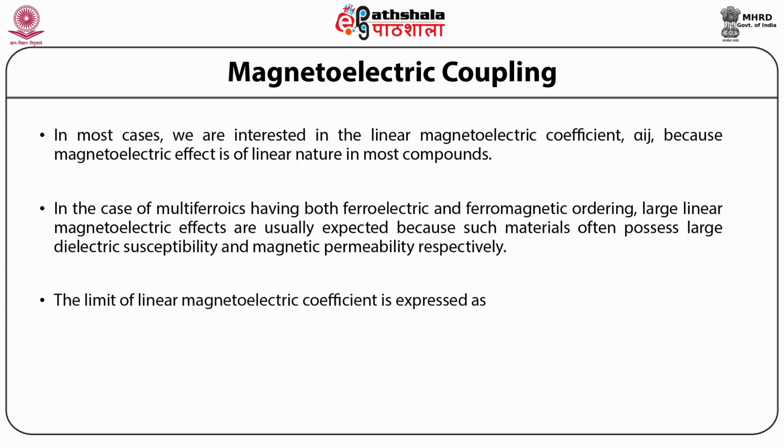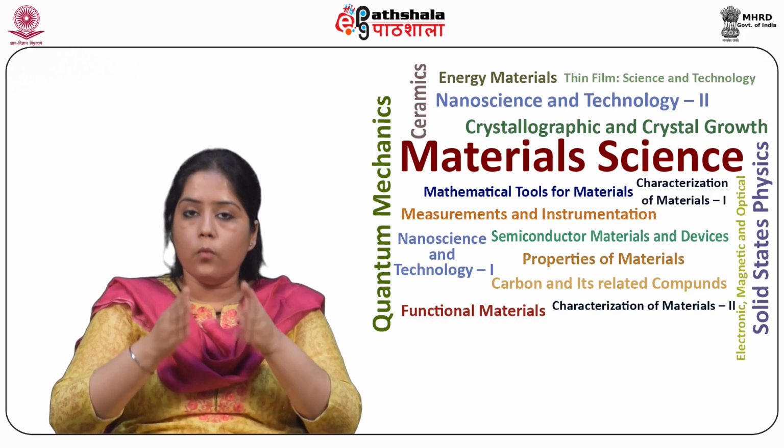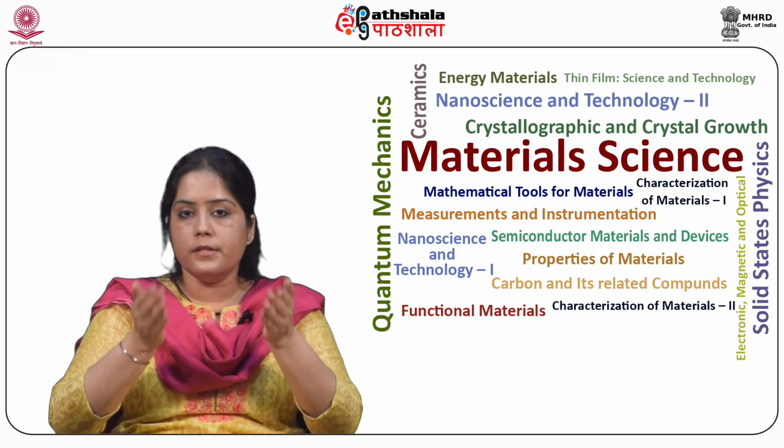The limit of the linear magnetoelectric coefficient is expressed as alpha square ij is less than or equal to epsilon naught mu naught epsilon ij mu ij. So students, let us summarize what we have learned in this module.